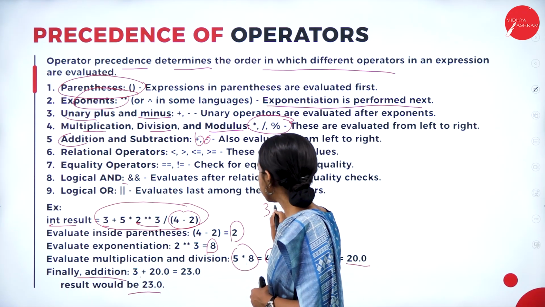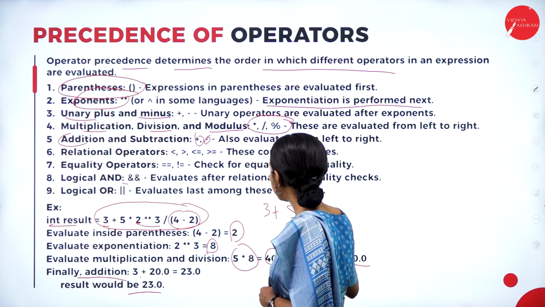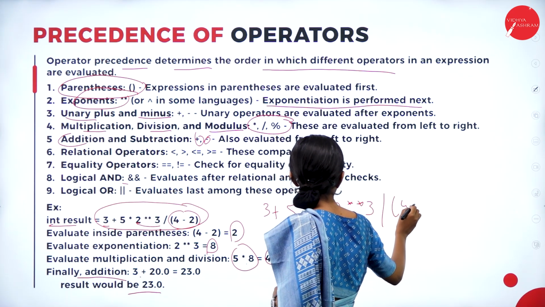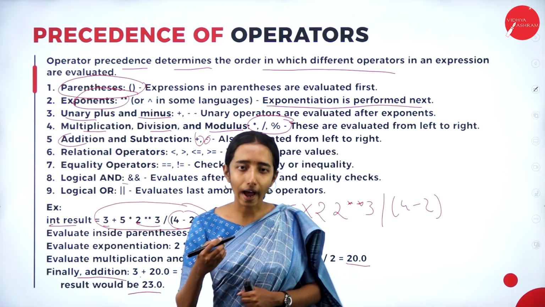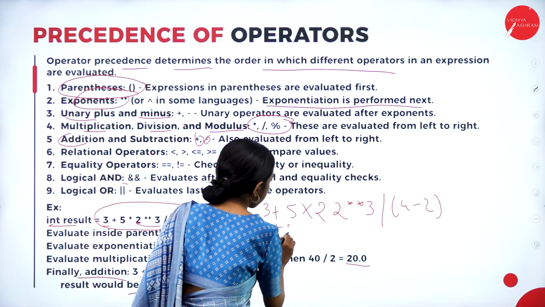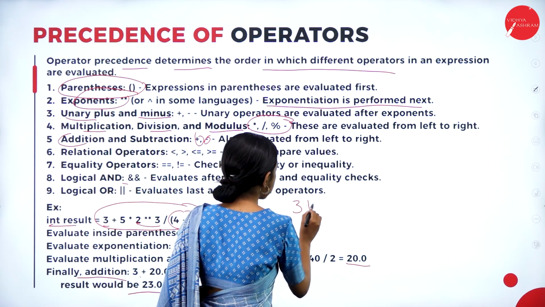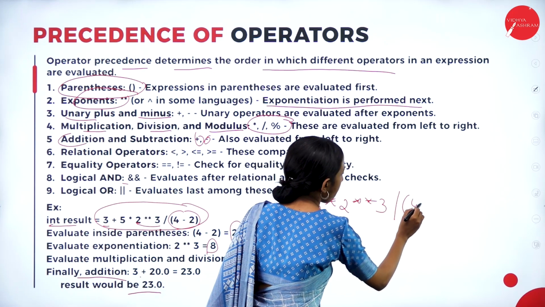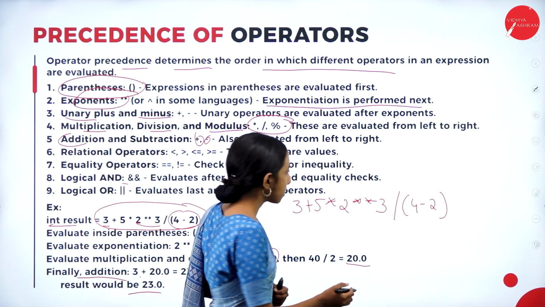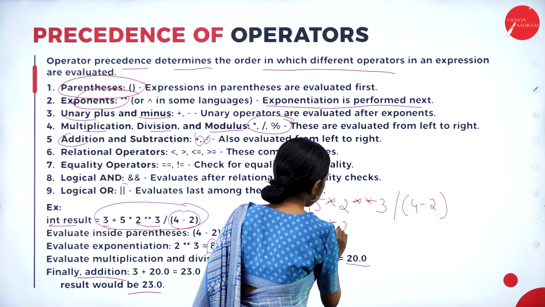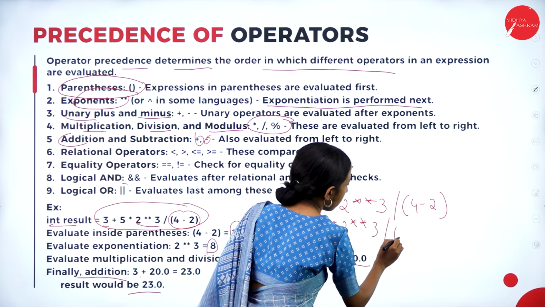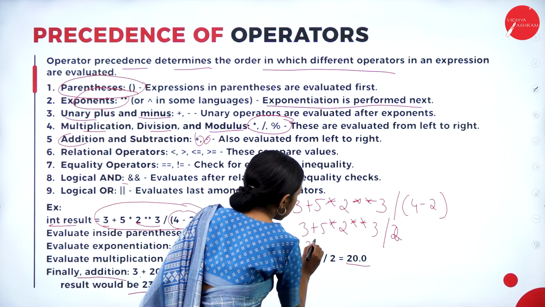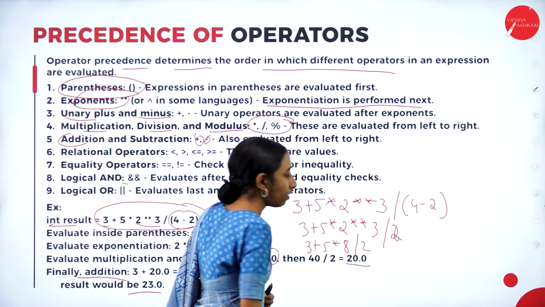So how does it work? Here look, 3 + 5 * 2 to the power of 3 divided by (4 - 2). The first thing is to evaluate 4 - 2, that is 2. After that, the exponent 2 to the power of 3 is 8, then 5 * 8, divided by 2.